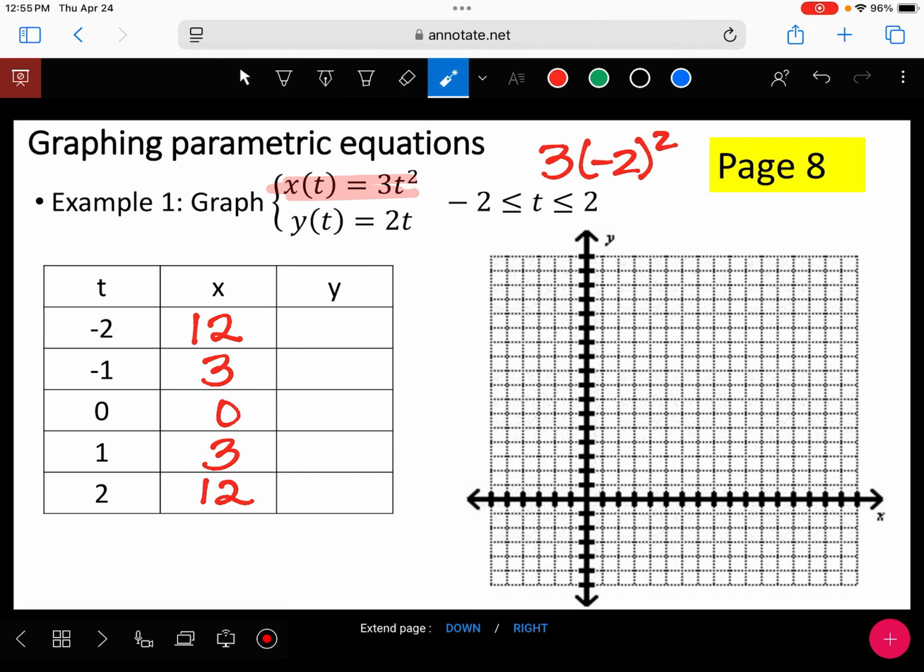We're going to still use these same 5 t values, but now we're substituting it into our y parameter. So take these numbers, substitute it in your y parameter, and fill in your y column. So now you're taking all of your t values and multiplying it by 2.